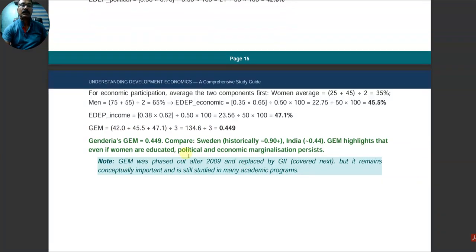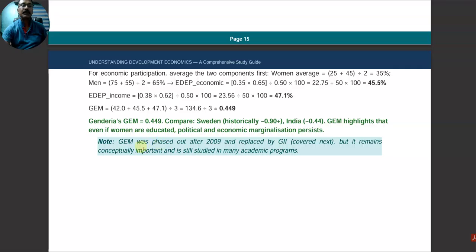GEM of 0.449, if we compare with Sweden at 0.90, India is 0.44. GEM highlights that even if women are educated, political and economic marginalization persists. So this value implies this. GEM was phased out after 2009 and replaced by GII, the Gender Inequality Index, but it remains conceptually important and is still studied in many academic programs.